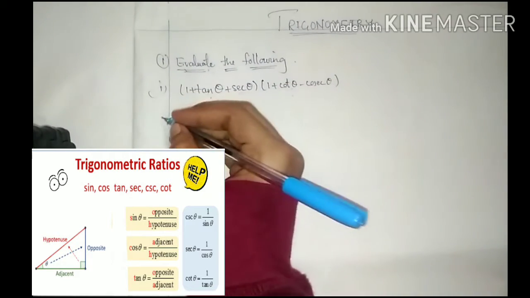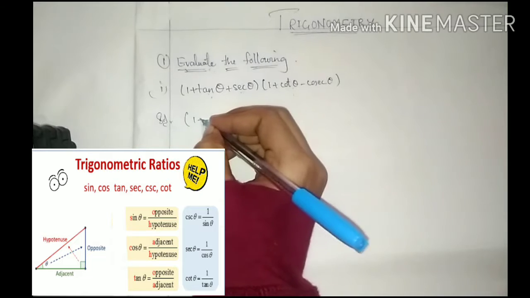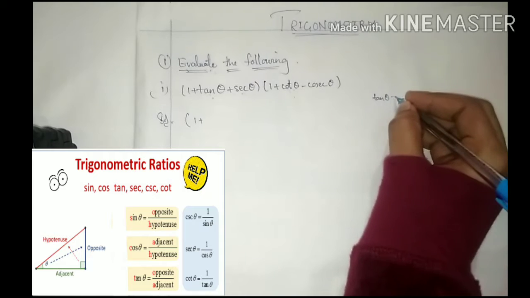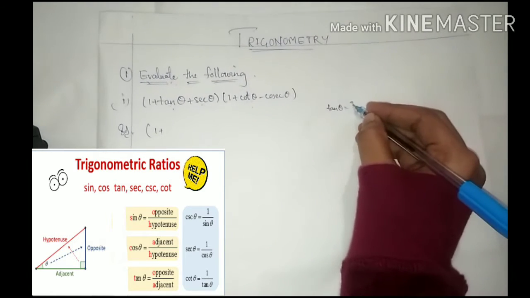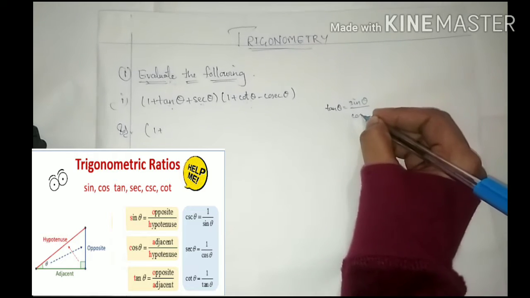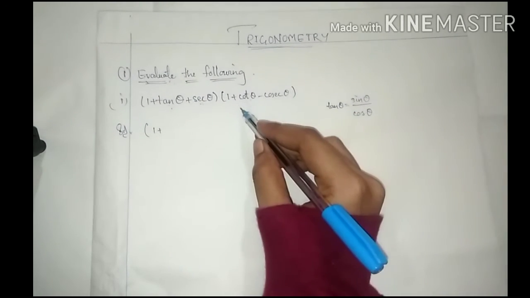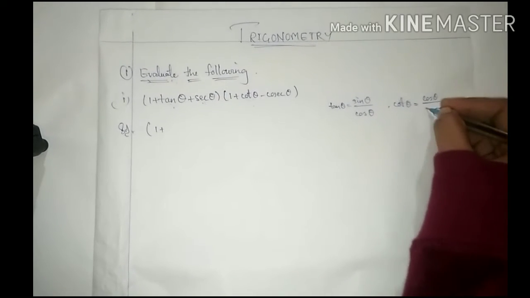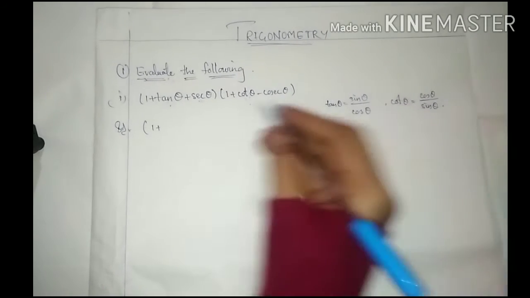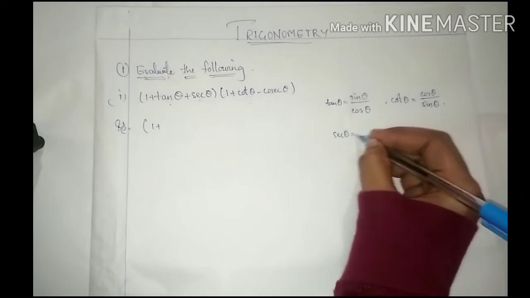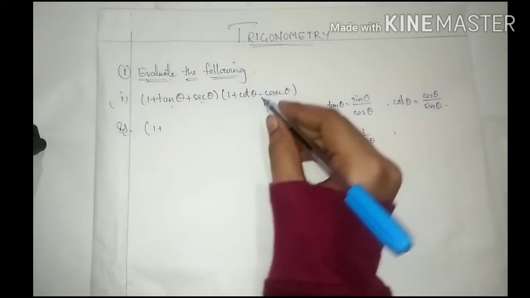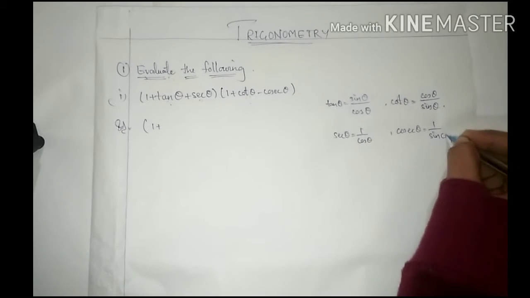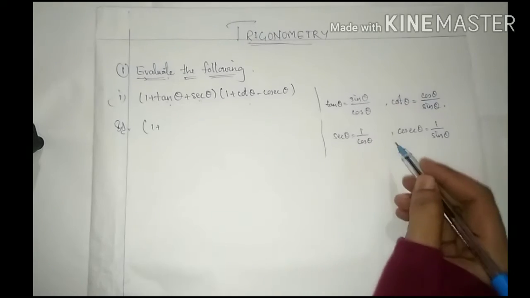Now let us do the solution. We will change 1 plus, in place of tan theta we will write tan theta is equal to sin theta by cos theta. In place of cot theta we will write cot theta is equal to cos theta by sin theta. Then in place of secant we will write secant theta is equal to 1 by cos theta, and in place of cosecant theta we will write cosecant theta is equal to 1 by sin theta. So this we are using.